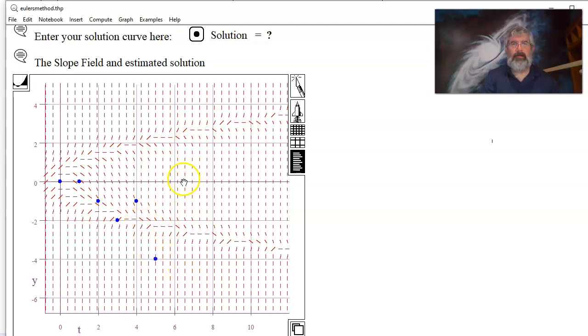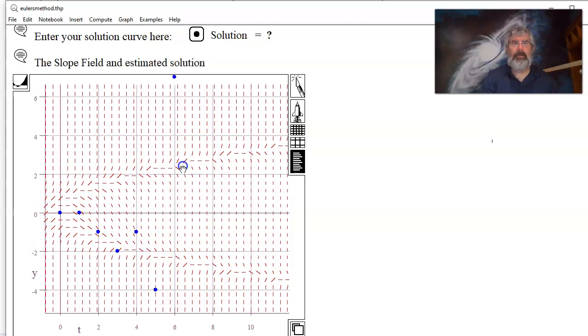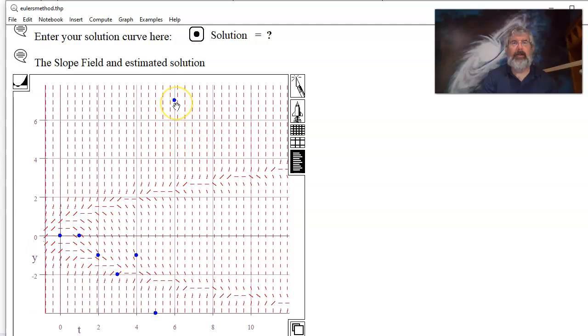Let's see, we got up to 4, 6. With t equals 6, it was supposed to be up here. Oh, there it is at 7. The next one, this is headed way uphill. This goes up really fast.